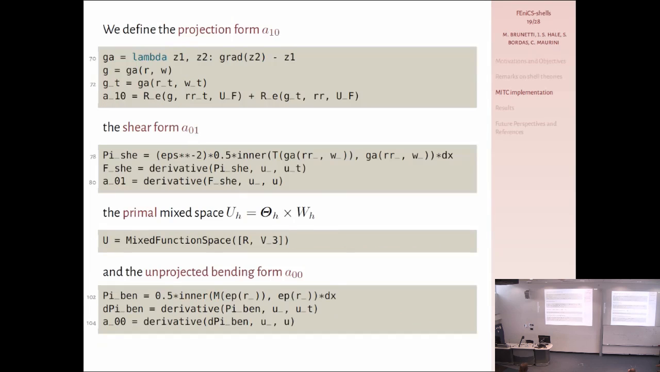Then we define the projection form A10, which is the shear strain, and this is the operator previously defined, which acts on the trial and test shear strain. Then we define the shear form A01. We have the shear energy, which is defined on the full space. So we have the reduced rotation, and we have the shear form A01 in this way. Then we define a primal mixed space with just the mixed function space of the rotation and of the displacement. And we define the unprojected bending form A00. We have the bending energy, and so we obtain A00, which is defined on the unprojected primal space.